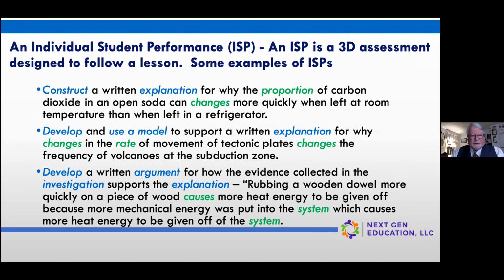Let's apply that to your classroom. If you're teaching a lesson, you want to know, did the student get the lesson? Did the student know how to use a practice? And does the student know how to use a cross-cutting concept to focus in on an aspect of the phenomenon? Here's what's different about this.